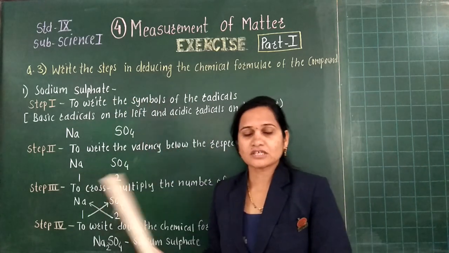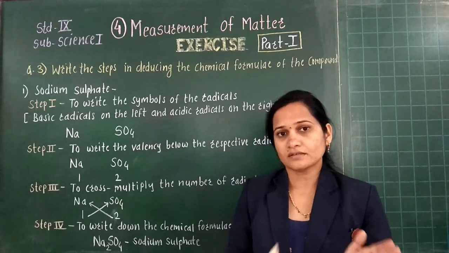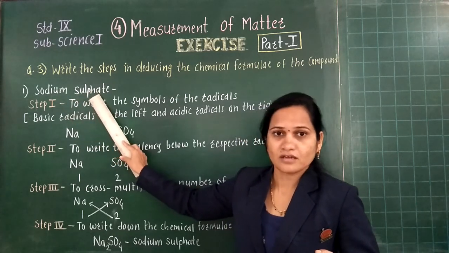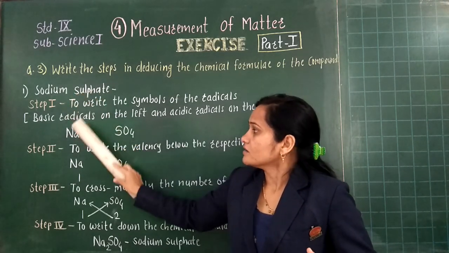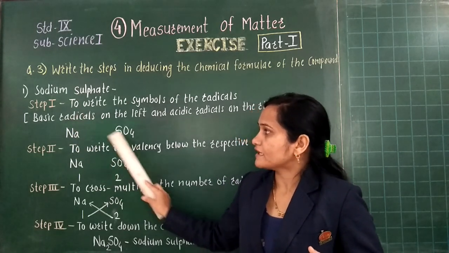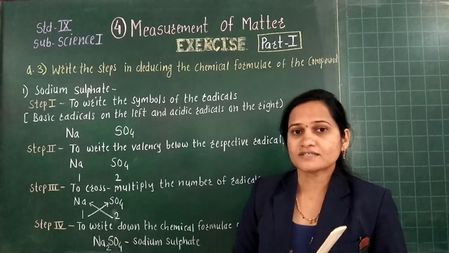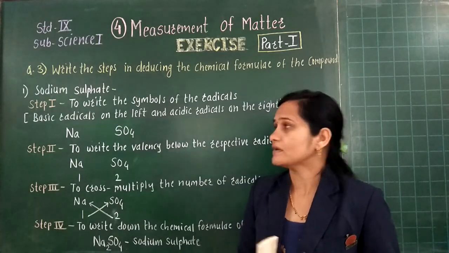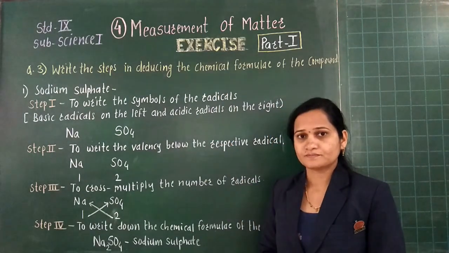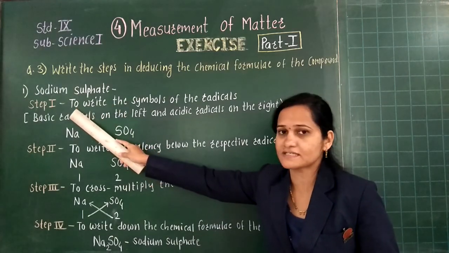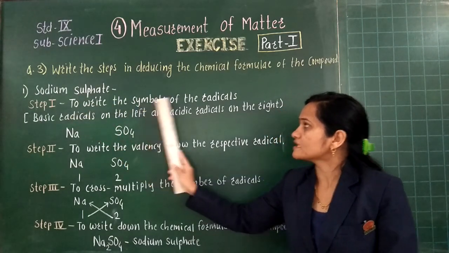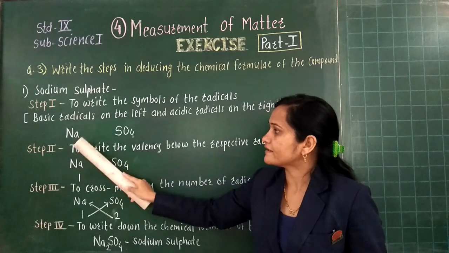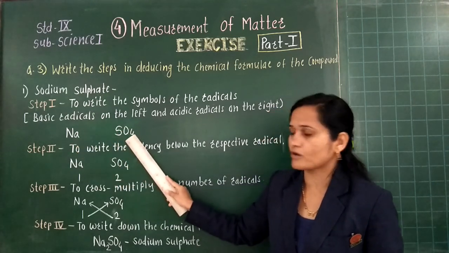For this question there is a need to know the symbol for each element of the compound. When we write the symbol for each element, after that you must know about the valencies of it. Without that you can't deduce the chemical formulae of the compound. Now first, what do you have to write? See the first step here: to write the symbols of the radicals. Whatever radicals are there in these two elements, you must mention the symbol for them first.